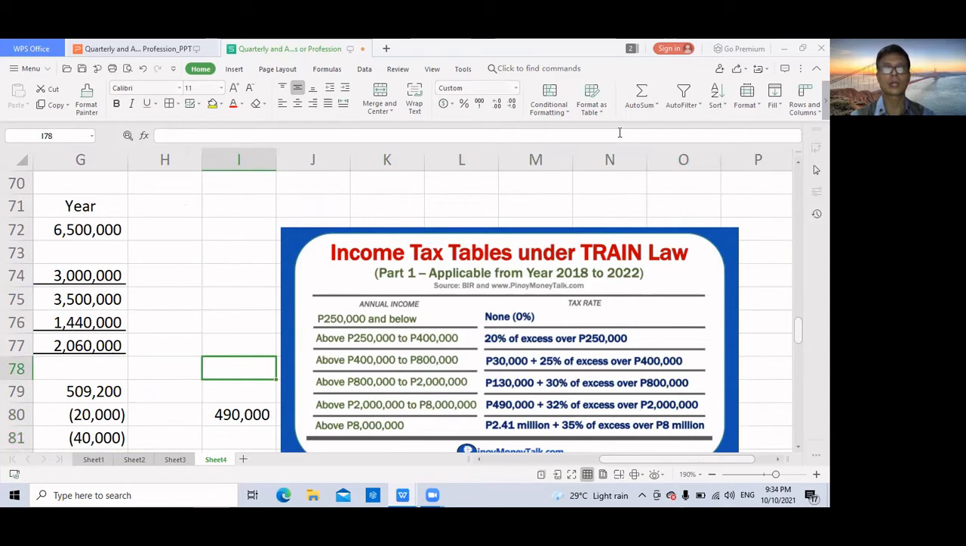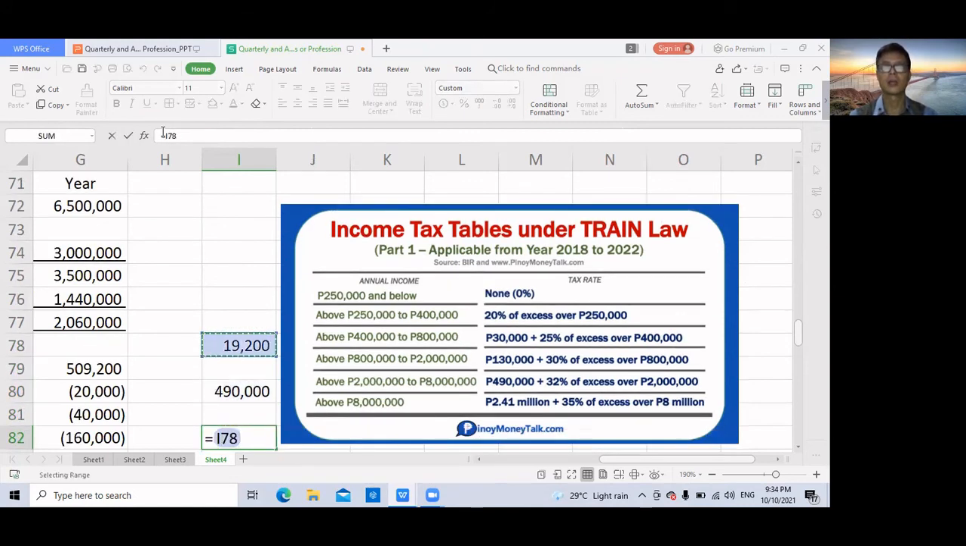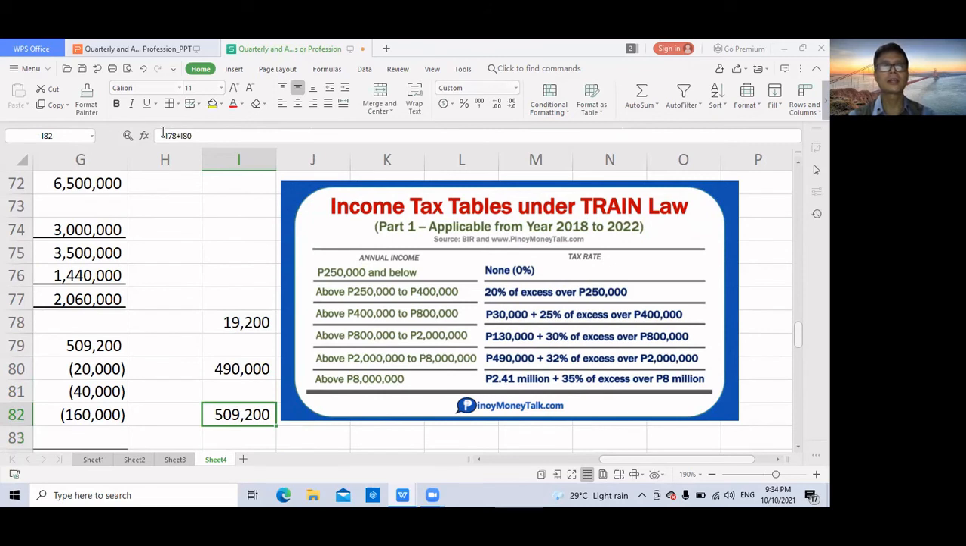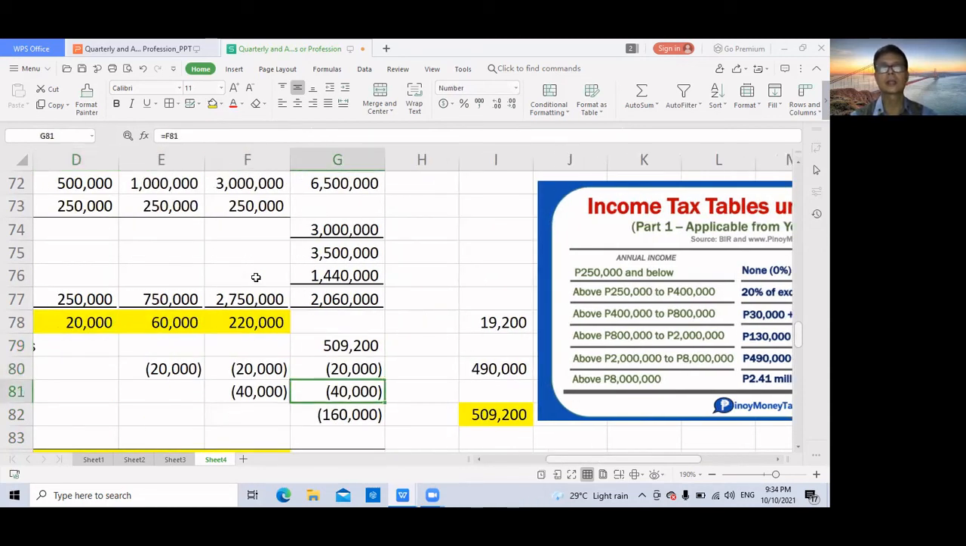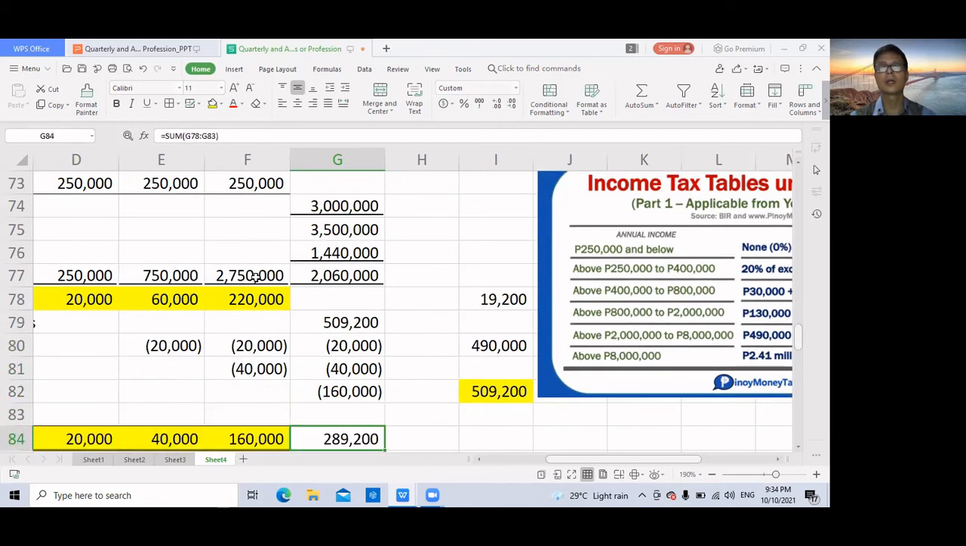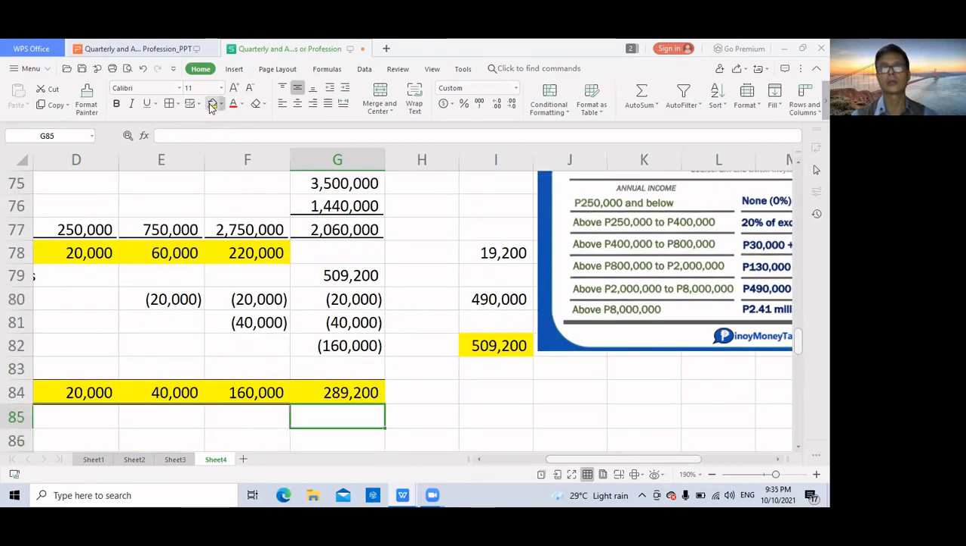Now, of course, in excess of the lower range na 2 million, which is 2,060,000 less 2 million, that would be 60,000. So 60,000 multiply this by 32%. So you have 19,200. So i-add natin tong dalawa, you will have 509,200. Ito yung tax para dito sa for the year. Now, ililess natin yung first, second, and third na tax, which is 20,000, 40,000, and 160,000. So you will have still a due of 289,200 for the year.